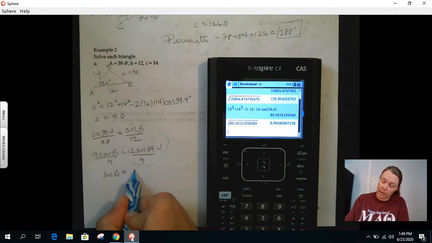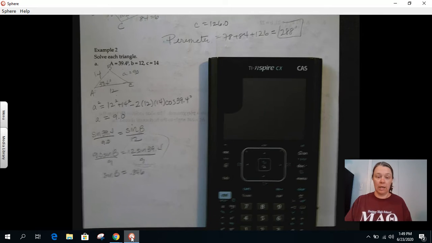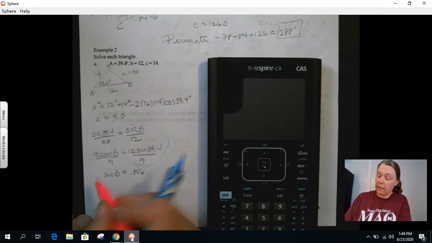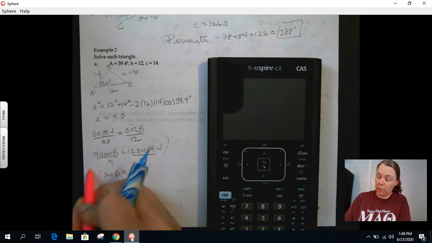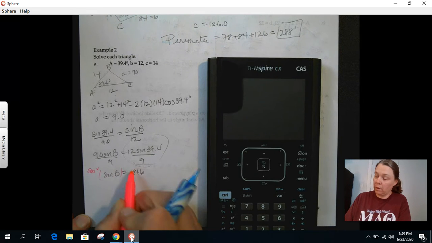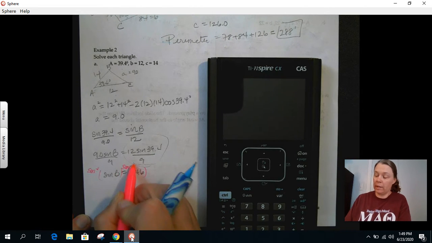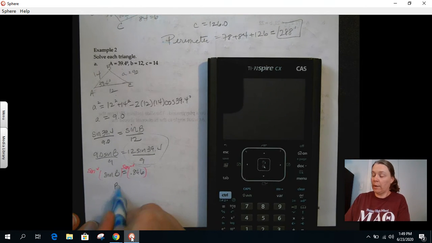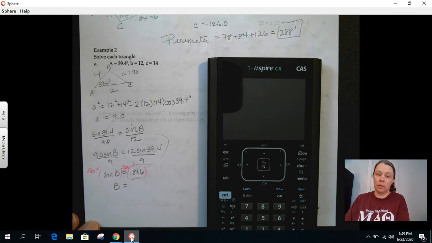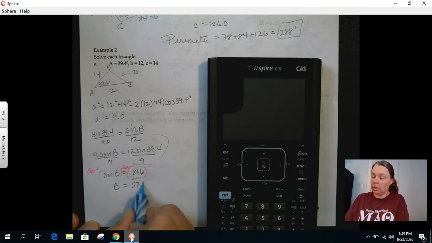So it's 0.846. And then I have to take, like we talked about last time, the inverse sine, right? You want to make sure this goes out to at least the nearest thousandth. Don't just round that to 0.8. Take the inverse sine, I get 57.8 degrees.